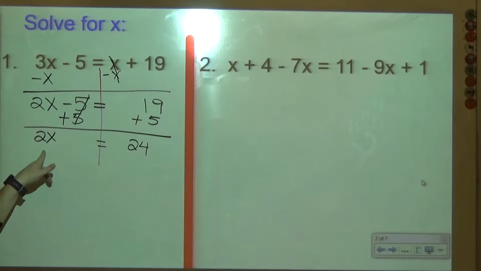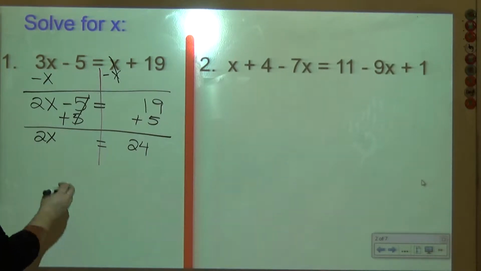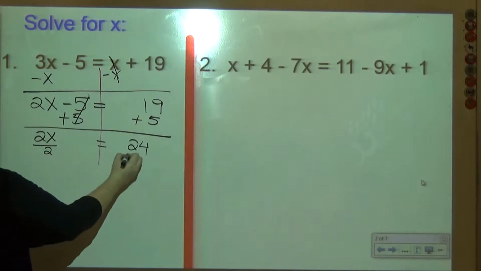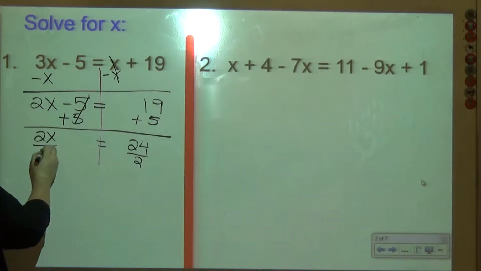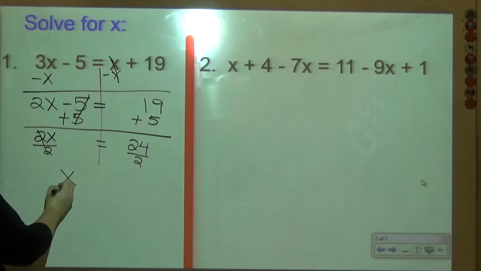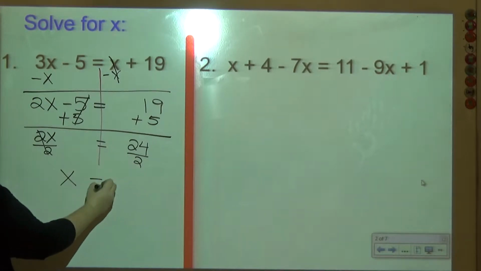Now we have to break up this term so x is by itself. 2x means 2 times x. The opposite of multiplication is division. Divide both sides by 2. 2 divided by 2 is 1, so we have that 1x, or x. 24 divided by 2 is 12.